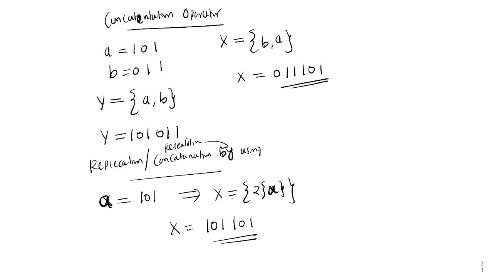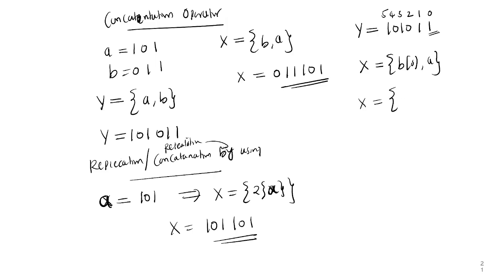Suppose in the concatenation, y equal to 1010 is there, and I want to write x equal to b of 0 comma a. This is the index value 0, 1, 2, 3, 4 and 5. So I can access like this also: I can access the 0th bit of b. Okay, b of 0.